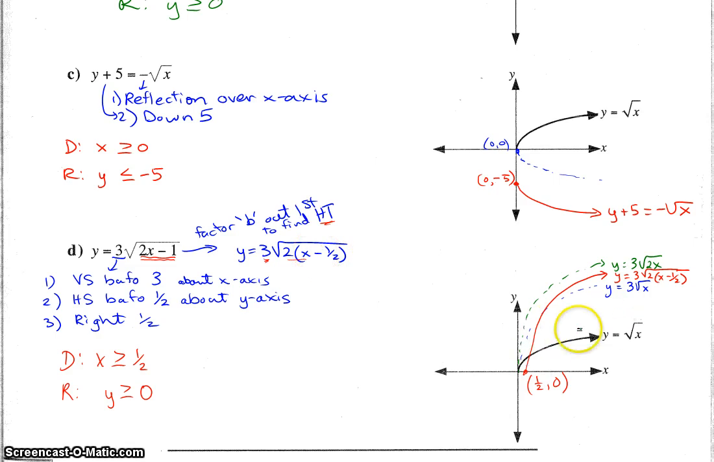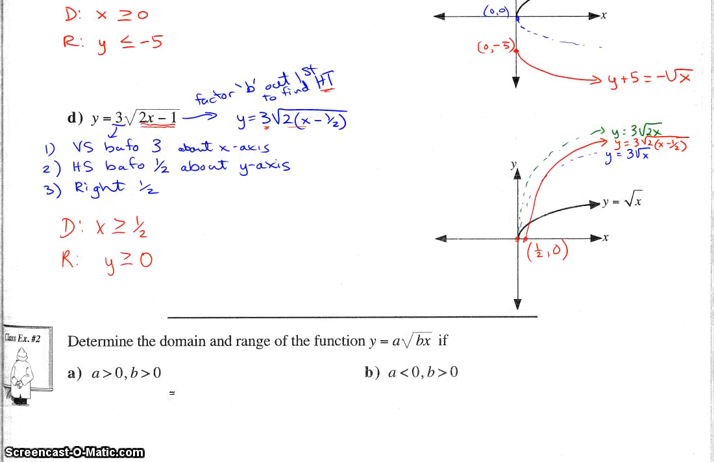If we do that to our graph, first of all, I did the vertical stretch by a factor of 3, so all these y values became 3 times what they were, the key point still at 0, 0. Then horizontally stretched by a factor of 1/2, so all the x values became half of what they were, giving us the green graph, and then finally move it to the right 1/2, which would give us the red graph. Domain x greater than or equal to 1/2, and range y is greater than or equal to 0. Awesome. Let's look at our last example.